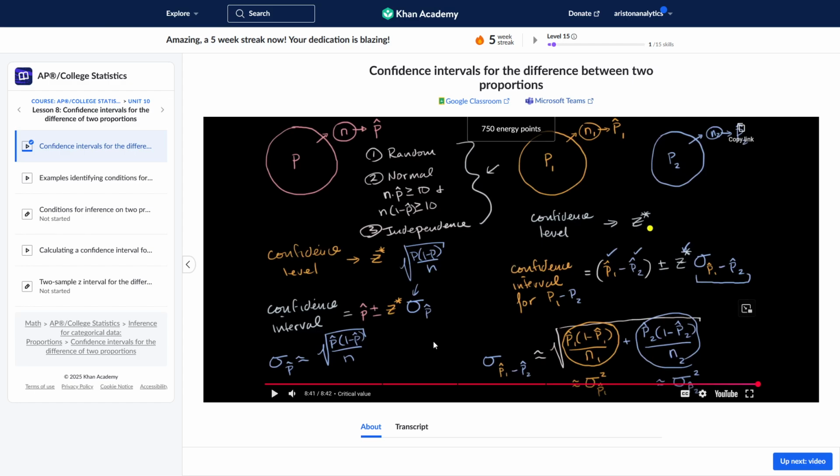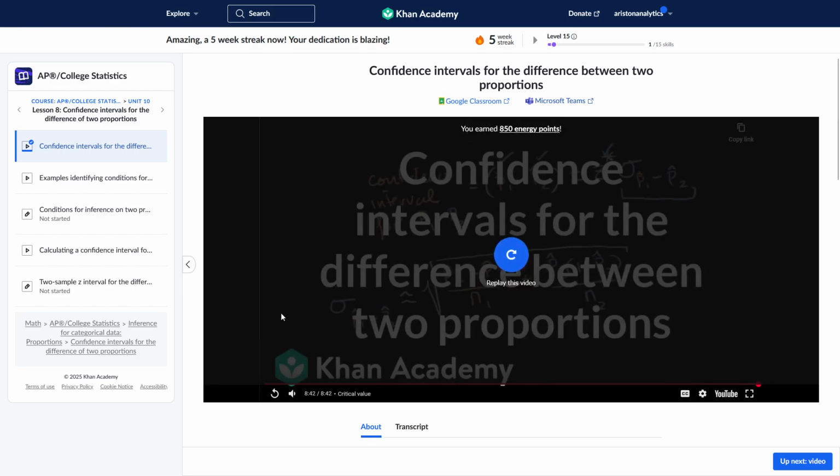Okay, so confidence levels for the Z, yeah, Z star. Confidence intervals. Need to do this again because I don't quite understand.